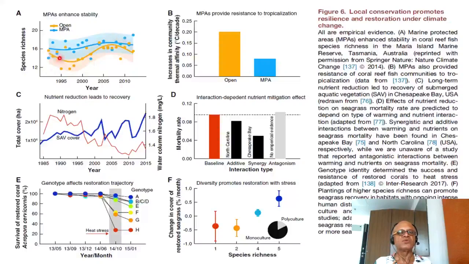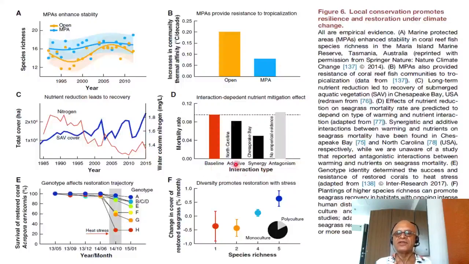So we should be careful. This is where you have variability appearing, and here where you are conserving the region with protection. So increases in thermal affinity. So the genetic response or genetic adaptation can depend on how you are experiencing climate change locally. Mortality rates, I won't go through the details. Baseline, example from North Carolina, Chesapeake Bay, and no empirical evidence.